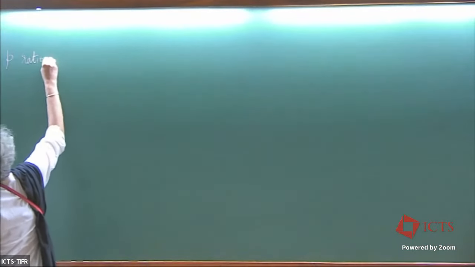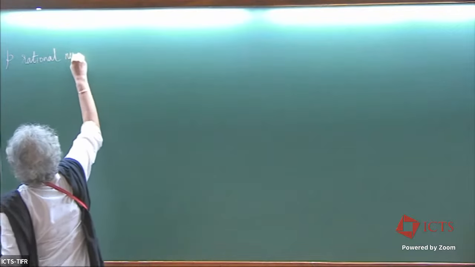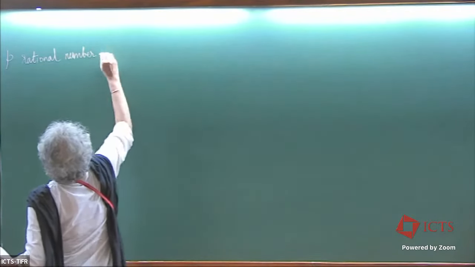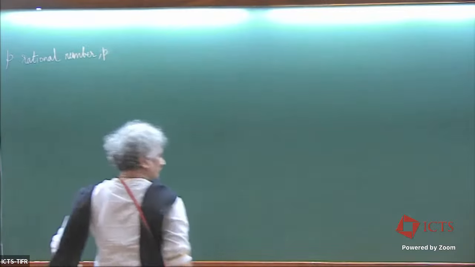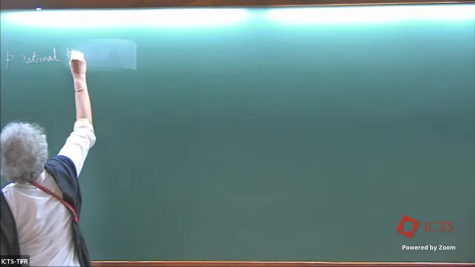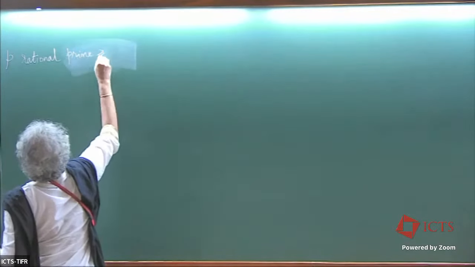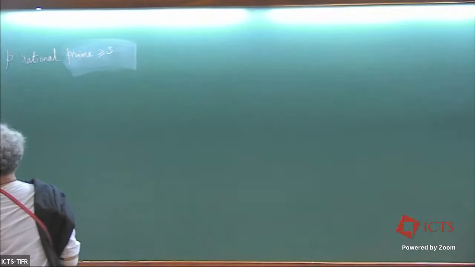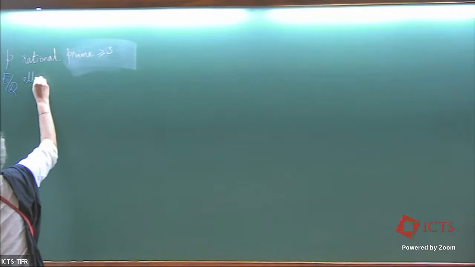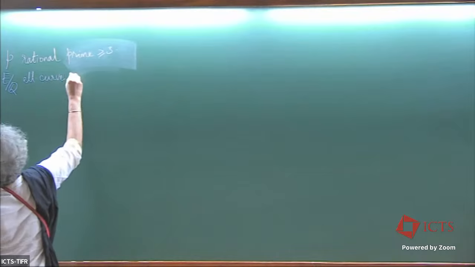So p is a rational prime, and most often odd, though some parts of it work even for 2, but I'll play chicken and assume p greater than or equal to 3. And E over Q, as usual, is an elliptic curve with good ordinary reduction.